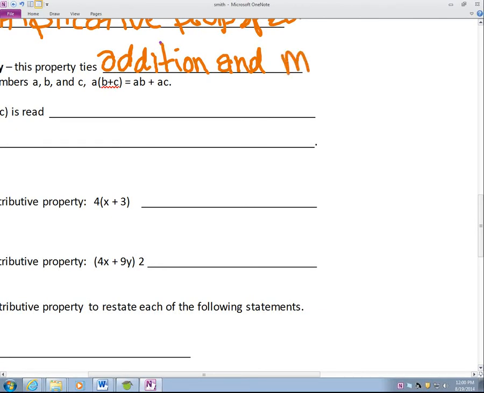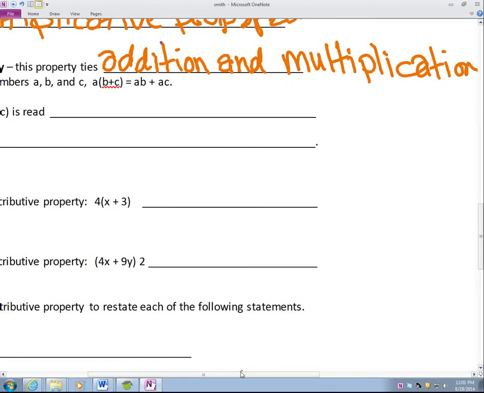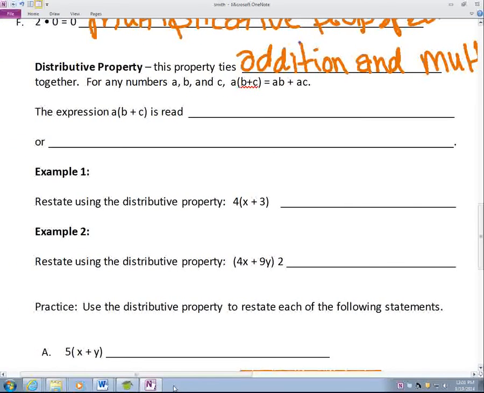Addition and multiplication. The property ties addition and multiplication together. Now this one here is interesting, the way that we have to say these things. The expression is read out loud in a certain way. You're going to read it how it is written. Okay? You're going to read it how it's written. So the way that you do that is one of two ways.